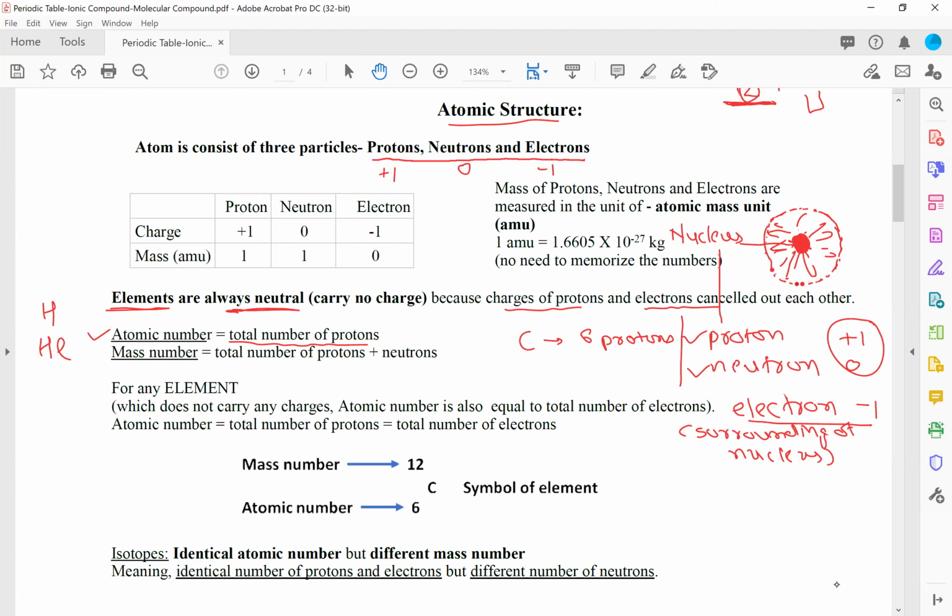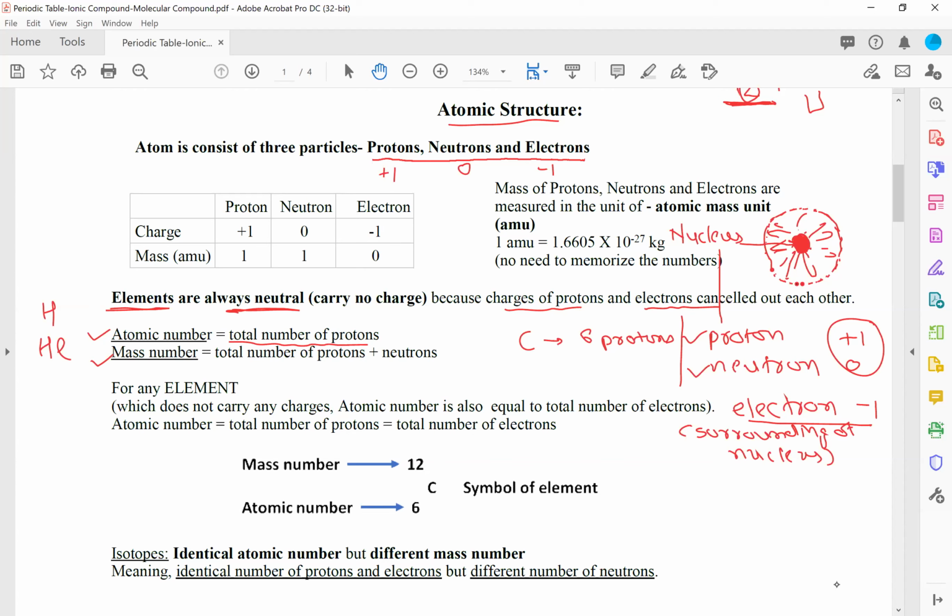All right, let's talk about the second definition. What is the mass number then? Let's just define it, and then we talk about the number. What is the mass number?